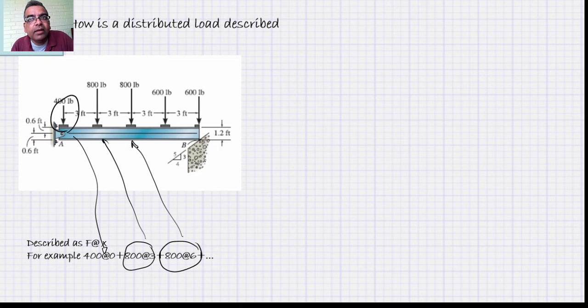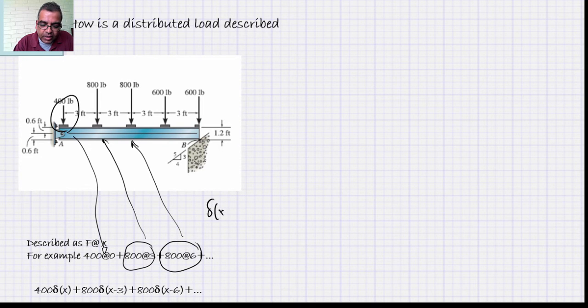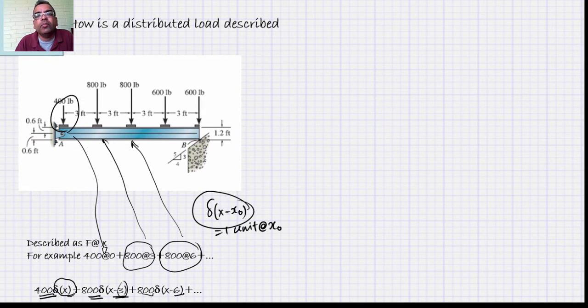If you are used to the Dirac delta notation, technically what's called a Dirac delta distribution, you can rewrite it. Delta of x minus x naught means 1 unit at x naught. That's the meaning of the Dirac delta. So now you have 400 units at x equals 0, written as delta of x, 800 units at x minus 3, which is x equal to 3 where the force is, and then 800 units at x equal to 6. This is not that important at this stage, but I'm showing you that even concentrated loads can be written in some kind of notation.